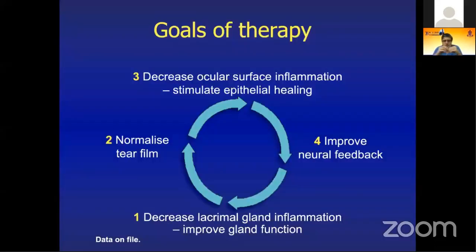So what are our goals of therapy? Our goals of therapy are to reduce inflammation on the ocular surface and in the lacrimal gland, normalize the tear film, reduce the surface inflammation, stimulate surface healing, and improve the neural feedback loops.